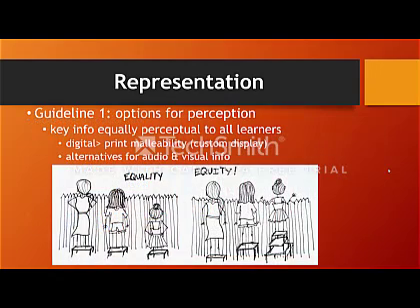Focusing on the first guideline, options for perception, key information needs to be equally perceptible to all learners. This brings into question the equality versus equity debate. On the bottom of the screen, you'll see an image. On the left side of that image is the equality.